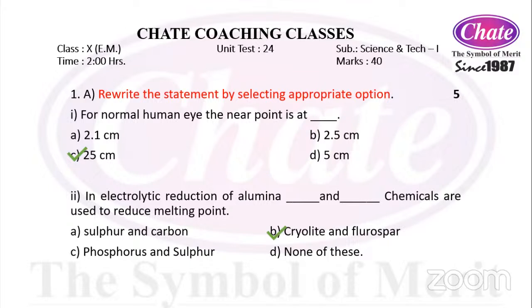So if you want to melt alumina, you have to give that much heat. But if you add cryolite and fluorspar, the alumina will melt at around 1000 degrees Celsius. So it is an effective way to utilize the energy wisely. That is why we add cryolite and fluorspar while melting the alumina. Okay, so option B is the answer for that.